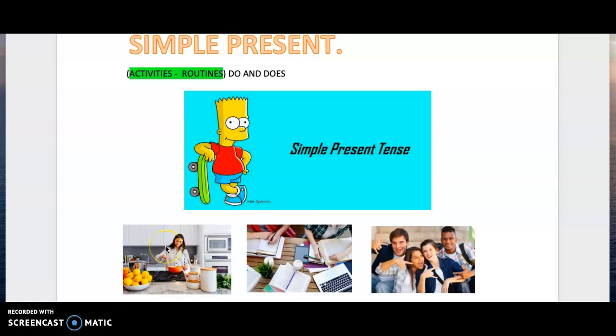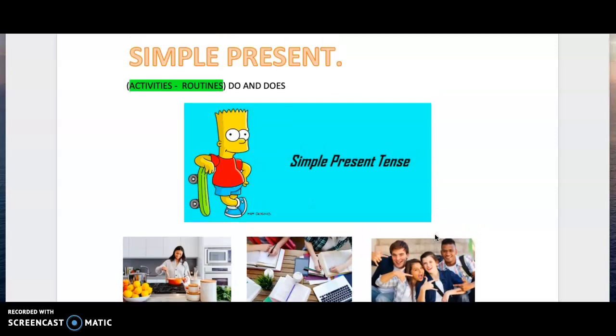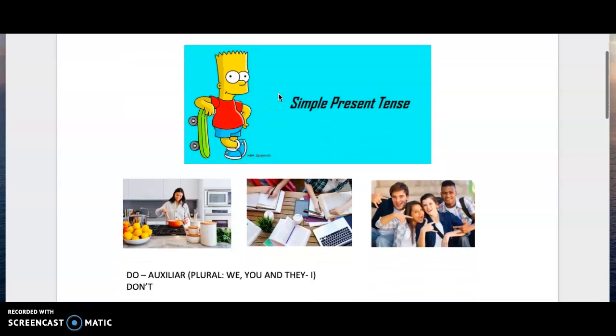What is verb number one? Cook. How about number two? Study. And number three, spend time with friends, or speak with friends can be too. Now, remember that when we talk about simple present, we have two auxiliaries, auxiliary do and auxiliary does. So let's start with auxiliary do.